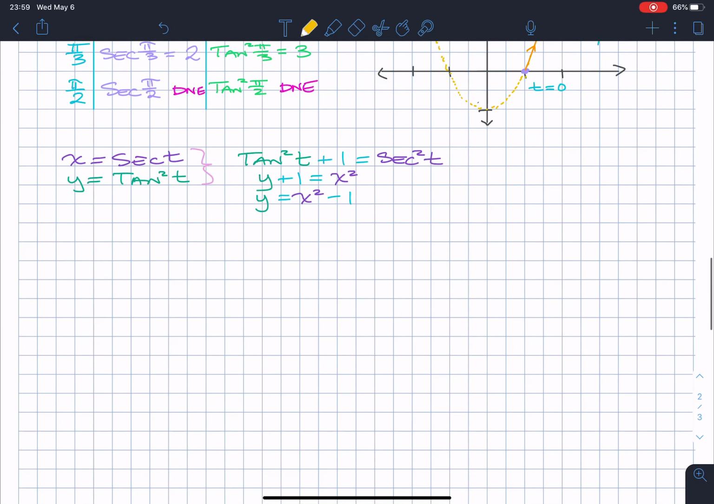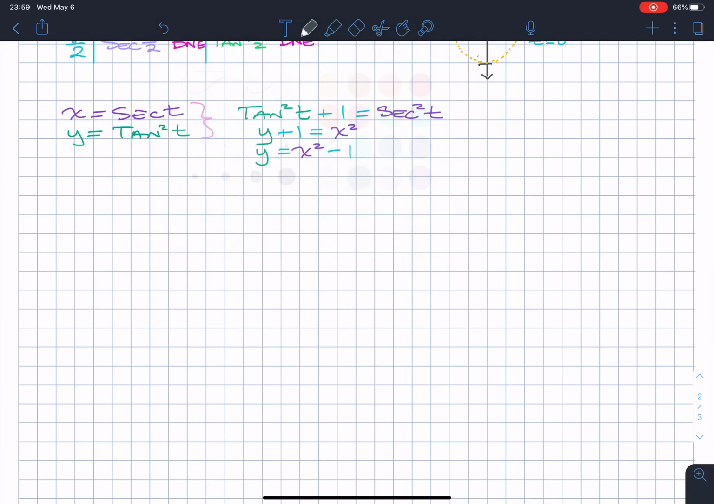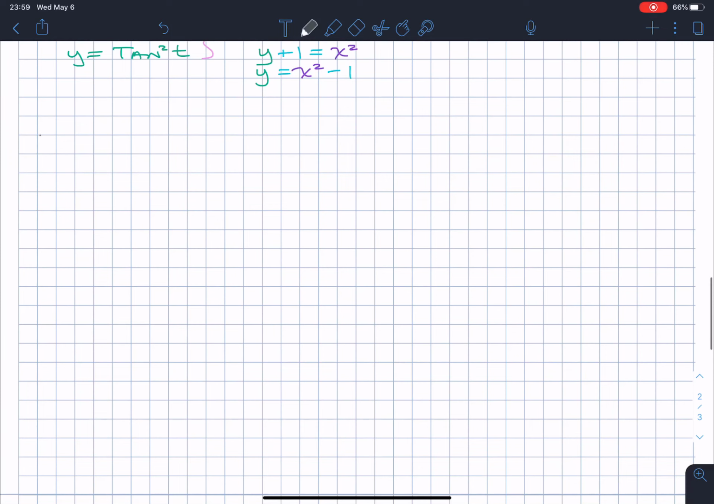Okay, so let's do one more of these. Okay, so number 2. Let's say we're given that x is equal to 3 times cosine of t, and let's have y be equal to 2 times sine of t, where t is between 0 and pi, and let's have this be inclusive.